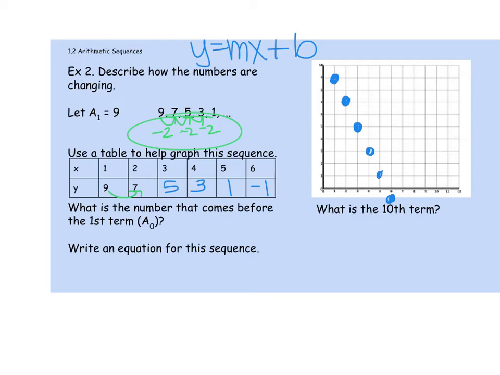Now it says, what's the number that comes before the first term? So again, we were subtracting 2 going from left to right. So if I go backwards, I'm going to add 2. Okay, so that y-intercept, or that 0 term, is going to be 11.